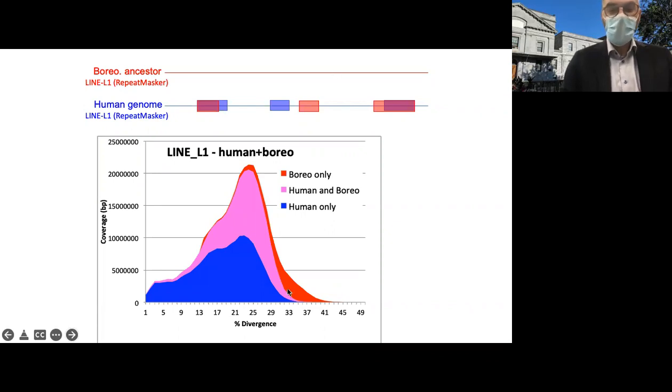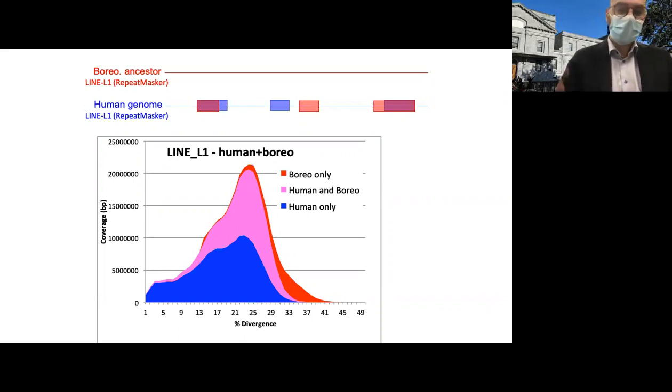And in red are the copies that were inserted way far back in time that are not detectable in human anymore, not because they're not there, just because they've diverged to a point where RepeatMasker will not find them, but through this approach, we do find them. And so this red slice here is what we're adding to the annotation of the transposable elements for this family. And arguably, it's a very small slice, so not a very impressive result.